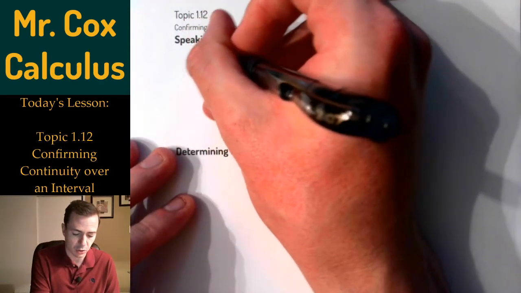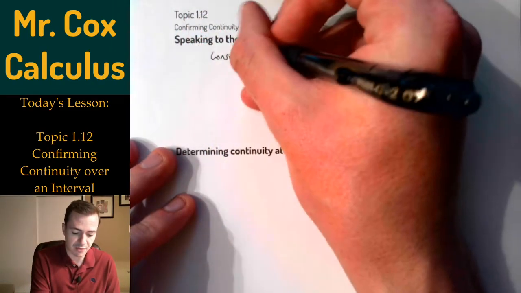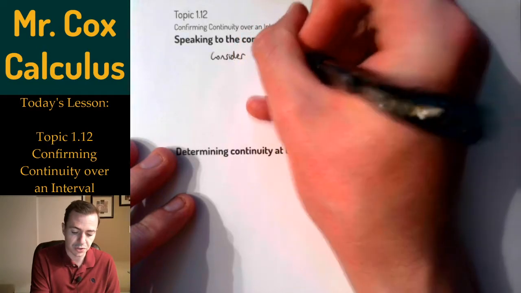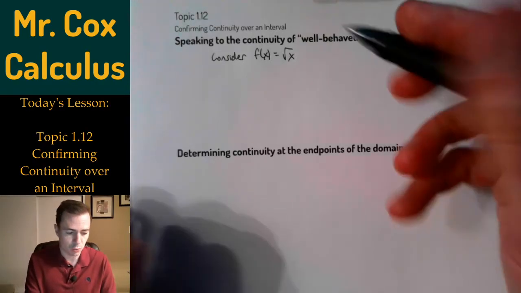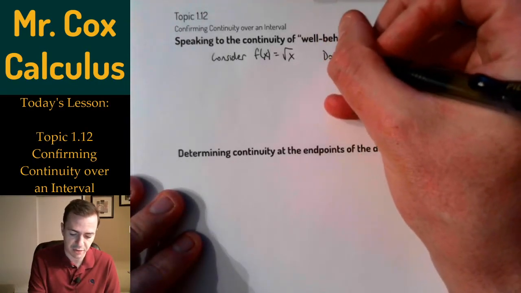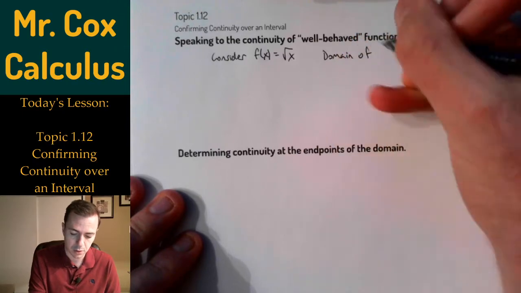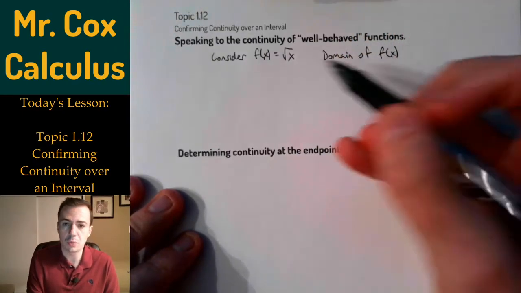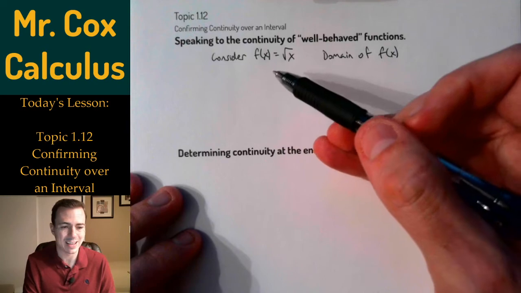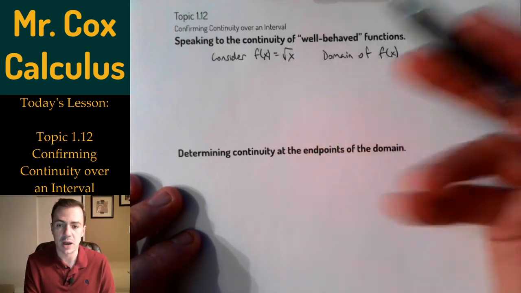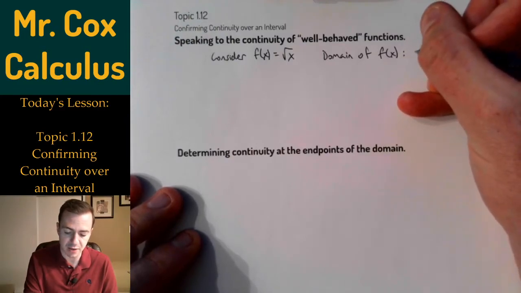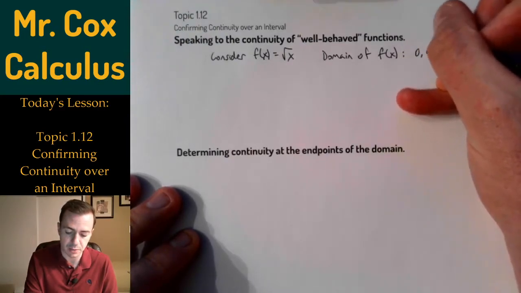And so let's take a look at the function f of x equals the square root of x, just our regular parent square root function here. We know already that the domain of f of x is not all real numbers, because remember, I can't take the square root of a negative number and get a real answer. And so the domain is everything from 0 to infinity.